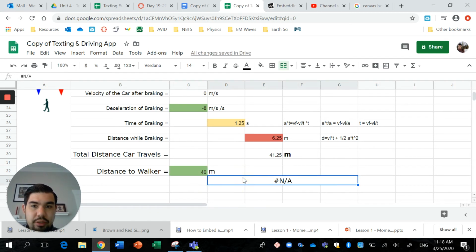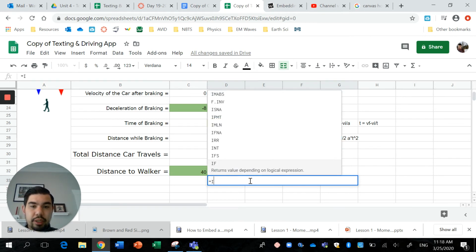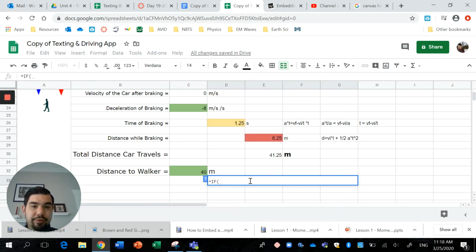Now, if we want to find the outcome of our system, was our pedestrian hit or not, we can set up a little formula here. We're going to do an equal sign if, a little if-then statement. So if our total distance the car travels is greater than our distance to the walker, we want to create a couple statements, so we're going to add some parentheses.